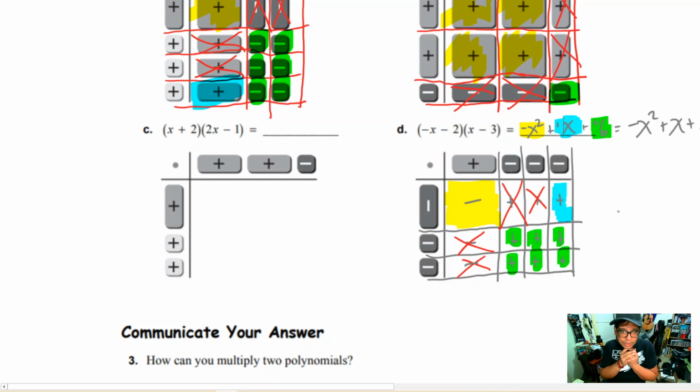Now I know that method's not for everybody, and it frankly does take a long time, so it's usually worth it for us to kind of move beyond this. But you can always come back to these algebra tiles if you need to go back to basics.